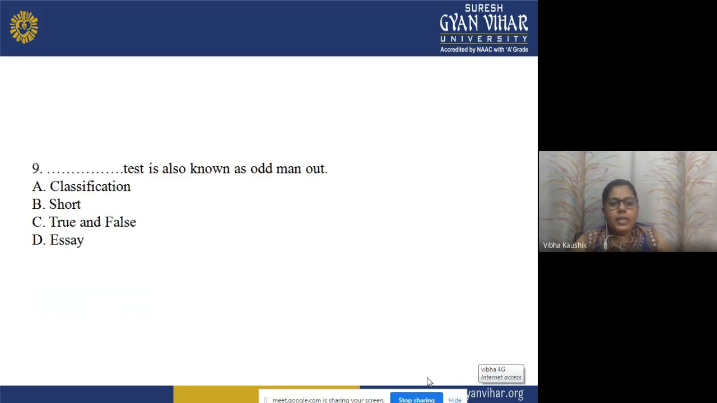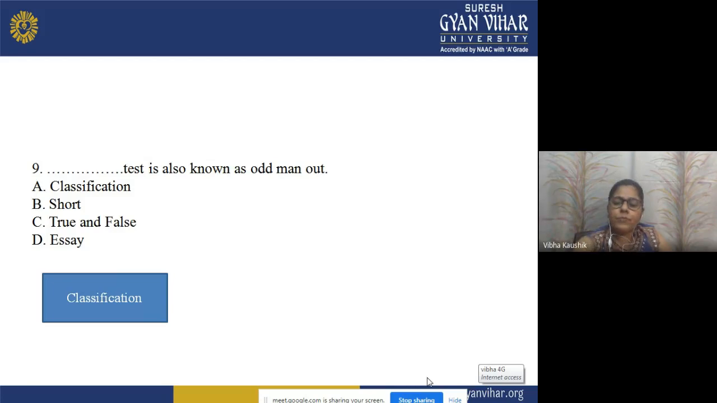Now the ninth one: dash test is also known as odd man out. It means you have to give the other name by which we call odd man out. Now the options are A, classification; B, short; C, true and false; or D, essay. You have to select the correct answer from the given choices. Yes students, what is the correct answer? The correct answer is classification. Classification test is also known as odd man out.